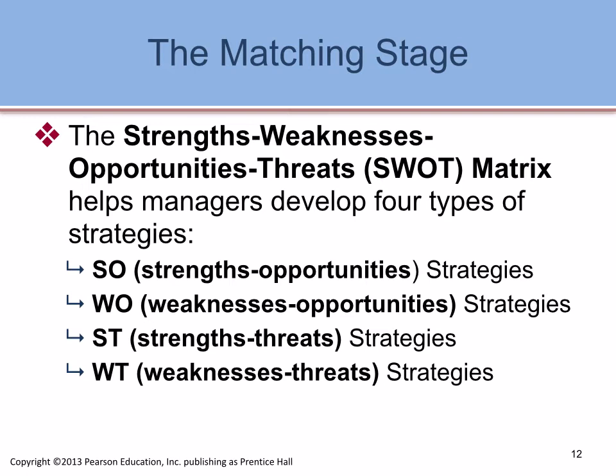The SWOT matrix is an important matching tool that helps managers develop 4 types of strategies. So under the SWOT matrix, we need to develop 4 types of strategies: SO strategy, WO strategy, ST strategy, and WT strategy.